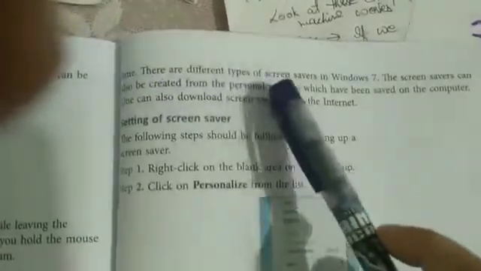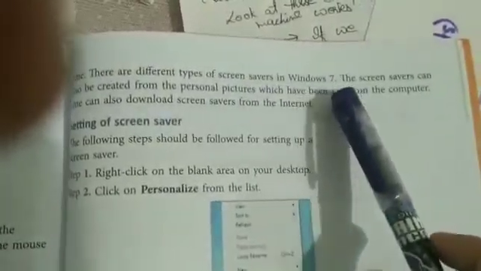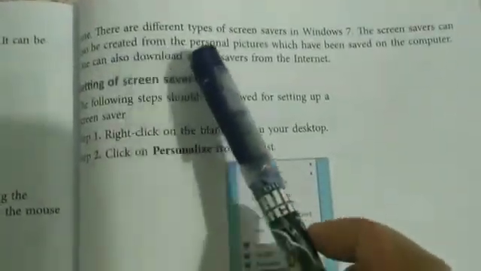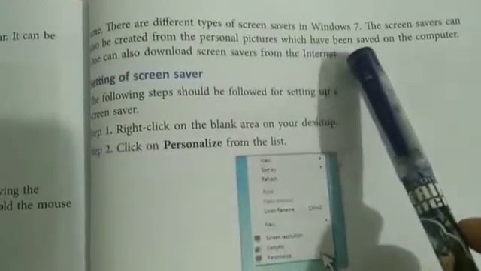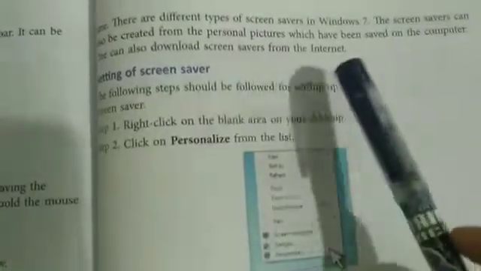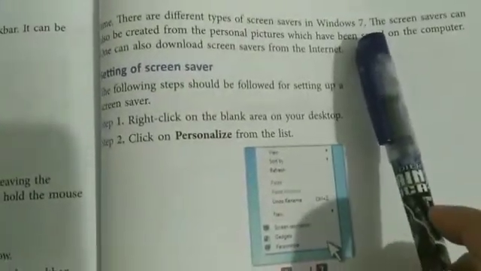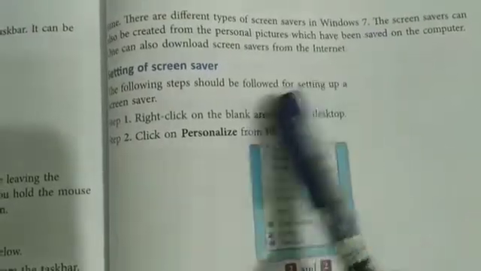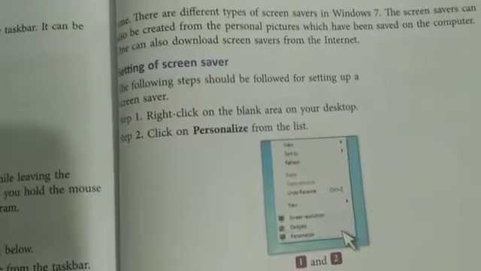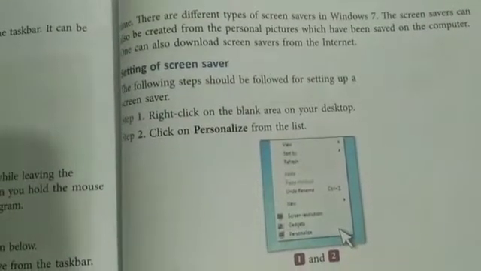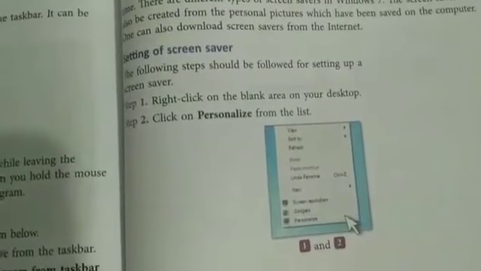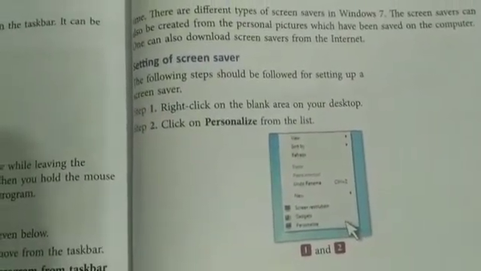There are different types of screensaver in Windows 7. The screensavers can also be created from the personal pictures which have been saved on your computer. Already there are so many screensavers in Windows 7, but if you want to create some of your personal pictures as a screensaver, you can do that also. One can also download a screensaver from the internet, and if you want to download any other screensaver from the internet, you can also do that.